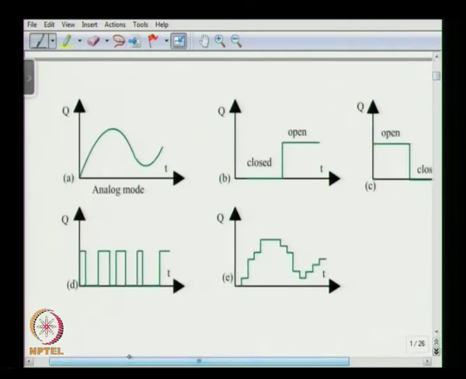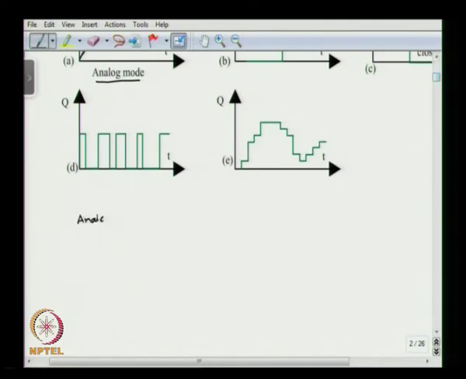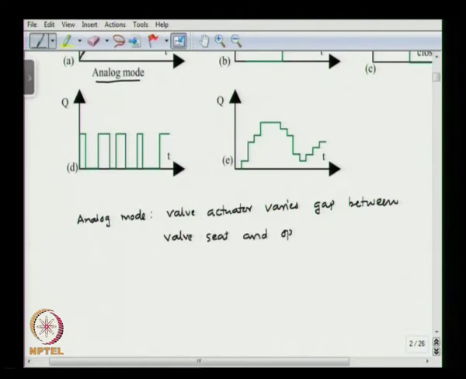So, in the analog mode, as you can see here, the valve actuator will control the gap between the valve seat and the opening to control the flow rate. So, as the gap increases, the flow rate will increase, and as the gap reduces, the flow rate will decrease. So, in the analog mode the valve actuator varies the gap between the valve seat and the opening to control flow rate.